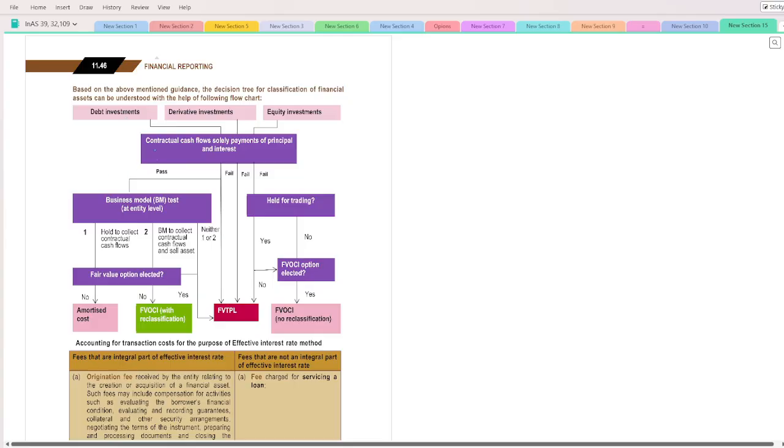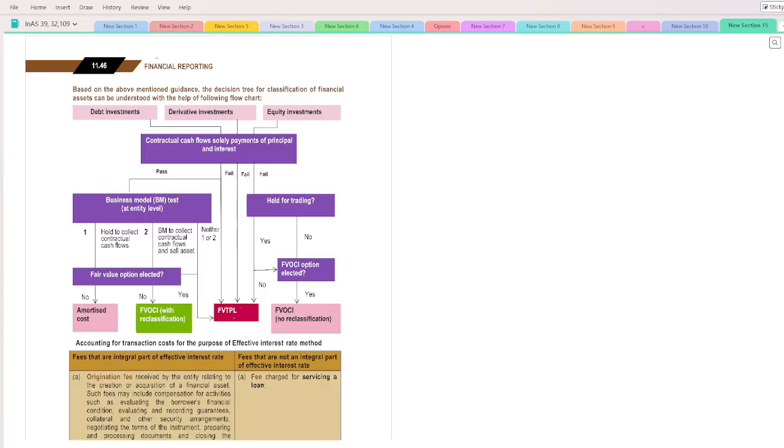So quickly I will go through this one. Based on the above mentioned guidance, the decision tree for the classification of the financial asset can be understood with the help of the following flowchart. So like the debt instrument, derivative instrument, the equity instrument. First I'm taking the derivative instrument. For the derivative instrument, obviously the SPPI is not there, so it fails. So directly it is coming under FVTPL.